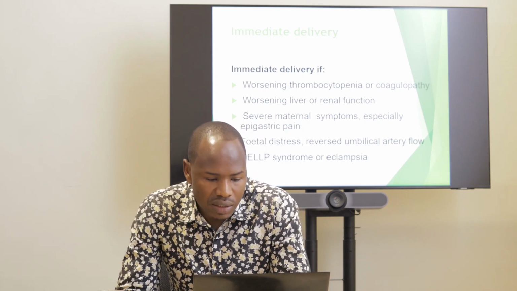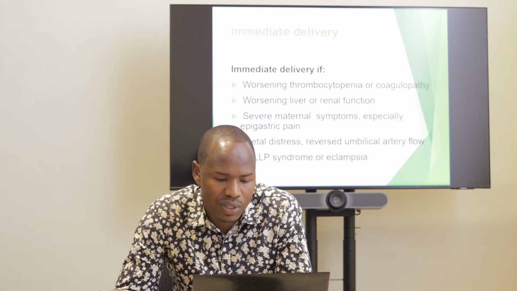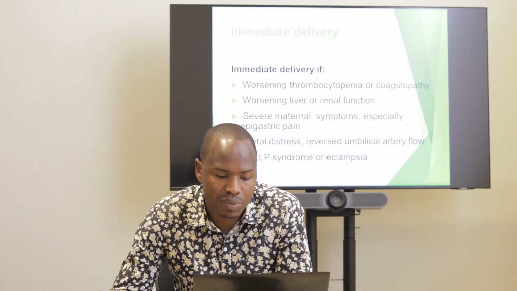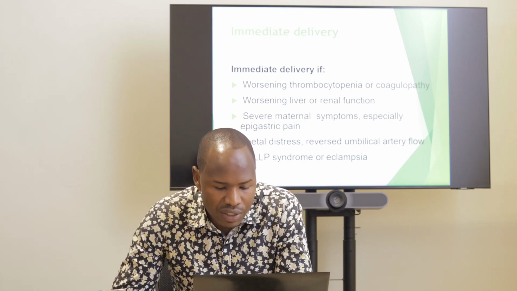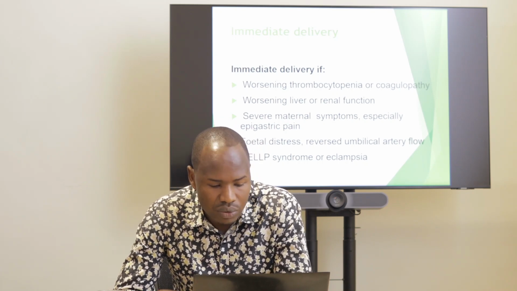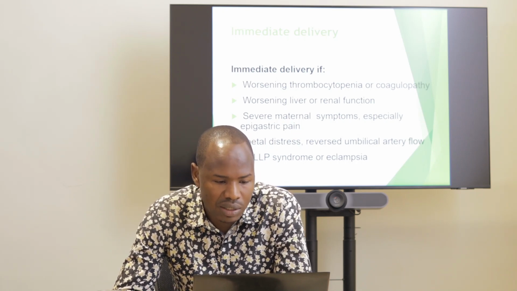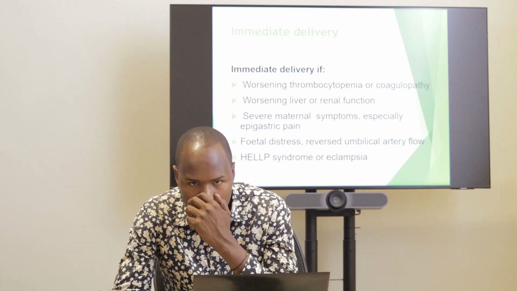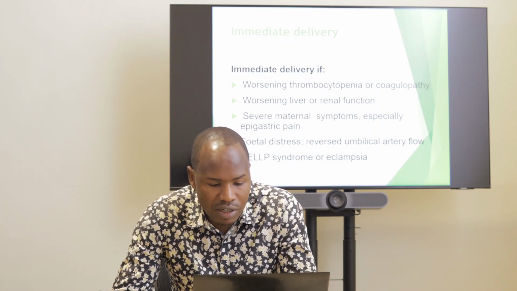Immediate delivery is done if there is worsening of thrombocytopenia or coagulopathy, worsening of liver or renal functions, also severe maternal symptoms, especially epigastric pain, fetal distress, or reversed umbilical artery flow, or also HELLP syndrome or eclampsia is diagnosed. You have to do immediate delivery after making sure that the mother is above 34 weeks of pregnancy.